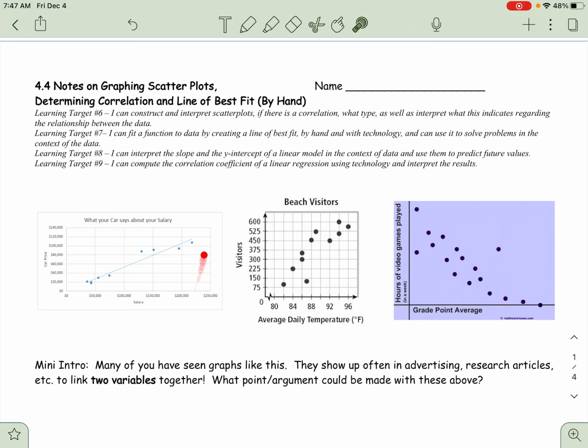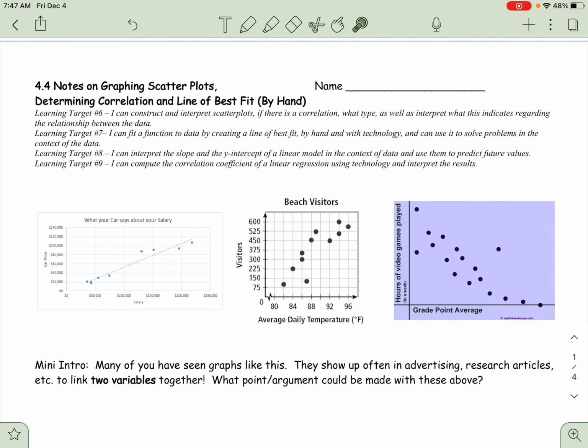So, you might have seen a graph like this if your parents are looking at the price of a car and what your overall career salary is. So this shows, as you can see, the higher your salary is, the higher your car price is usually. Like here's a dot at 150,000, a dot at almost 100,000. Another example that you might have seen is the average daily temperature compared to the number of visitors that go to the beach, right? So the hotter the day it is, the more people go to the beach, right?